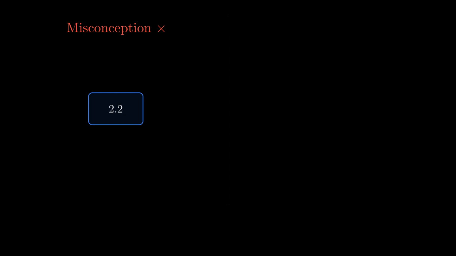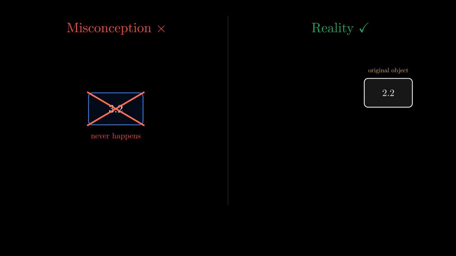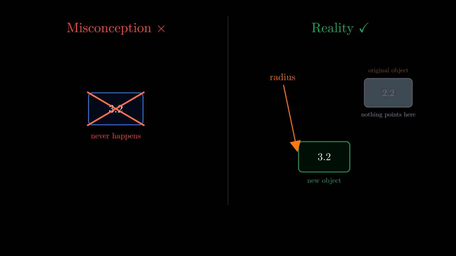A common misconception: people picture the 2.2 changing into 3.2 inside its box. That never happened. The original object 2.2 was not modified. Python created a separate object and moved the name to it. The old object still sits in memory, now with nothing pointing at it.